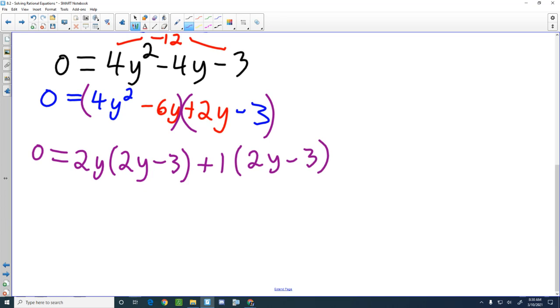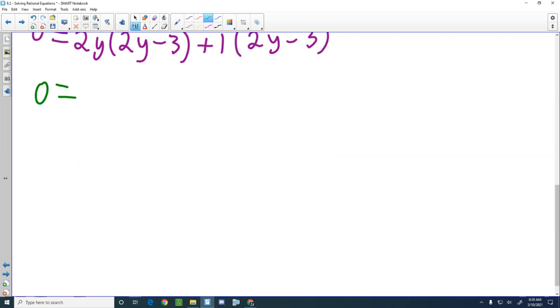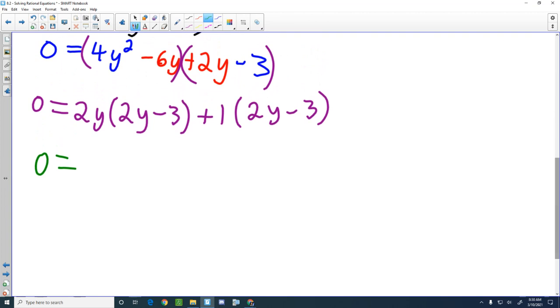Because look at the 2 parentheses. Do they match? Yep. So one factor is going to be the 2y minus 3. What's my second factor going to be? You look at the 2 GCFs. 2y plus 1.